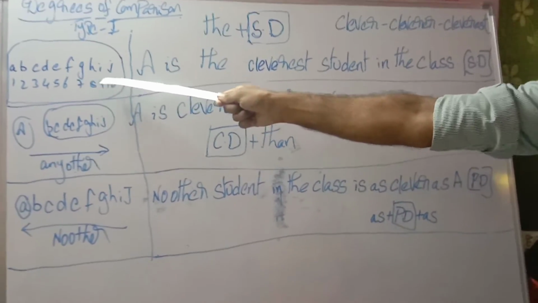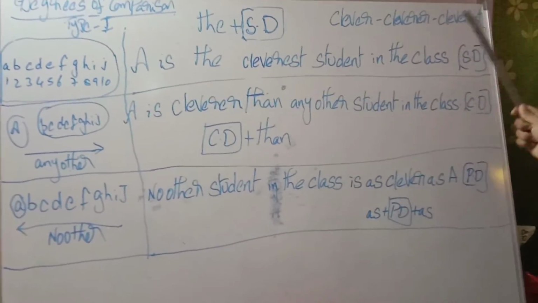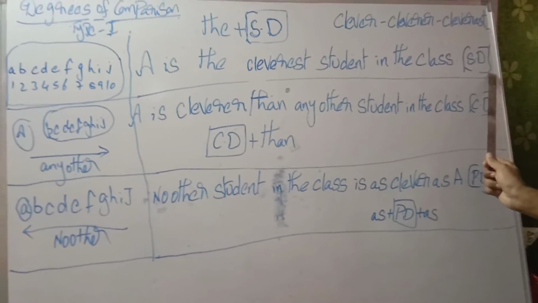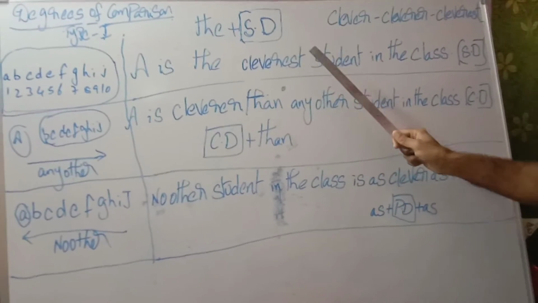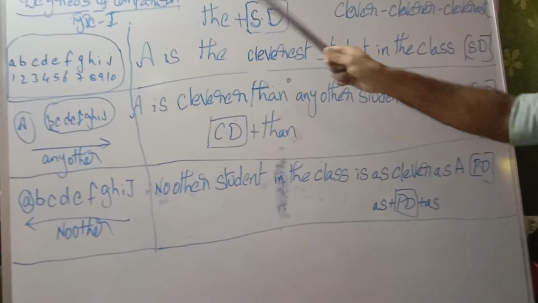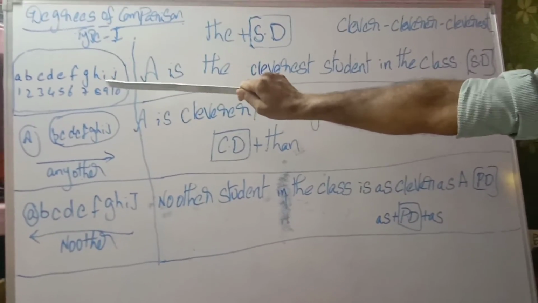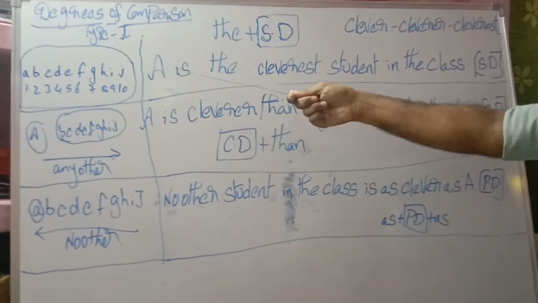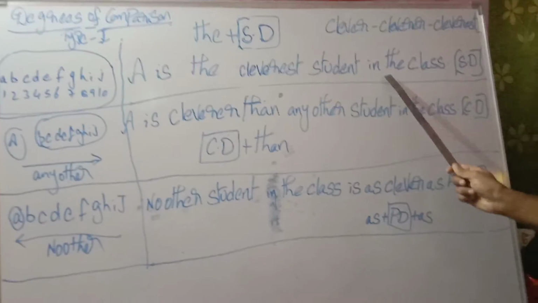No one else got the first rank. So A is the cleverest student in the class. This is superlative degree. A is the cleverest student in the class because A is the only student who got the first rank. All the remaining students got their respective ranks, not the first rank.